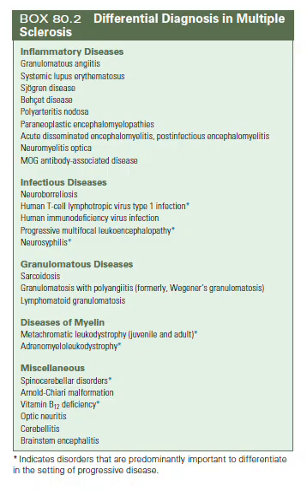Next, we must aggressively rule out infectious diseases and granulomatous diseases, as initiating standard MS immunotherapies in these patients can be catastrophic. The infectious mimics include neuroborreliosis, Lyme disease, human immunodeficiency virus, HIV, infection, and progressive multifocal leukoencephalopathy, PML. Notably, human T-cell lymphotropic virus type 1, HTLV-1, infection, PML, and neurosyphilis are predominantly important to differentiate in the setting of progressive disease.